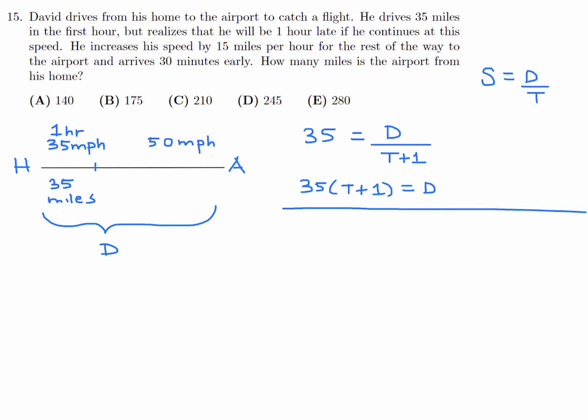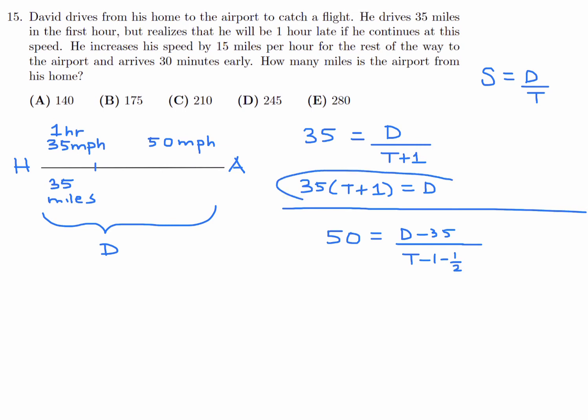Now we get to the second part. The second part says that if he's driving at 50, then he's going to be getting there 30 minutes early. So this part, d is now from here to here. So it's d minus 35, that distance. And the time he's going to have is initially t minus 1, because 1 hour has already happened. And then in addition to that, he's another 30 minutes early, so minus a half for that 30 minutes. So this is the setup of the question.